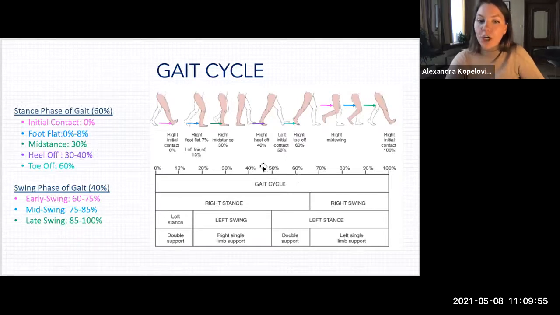Heel off occurs at 40% of the gait cycle, and that's when the heel leaves the ground. Toe off occurs when the toe leaves the ground, and that's at 60%, finalizing the stance phase of the gait. Then we go into swing phase of the gait, and we have, once again, 3 events occurring. We have early swing, 60 to 75% of the gait cycle. We have mid swing, 75 to 85% of the gait cycle. And finally, late swing, 85 to 100%, completing the entire gait cycle.